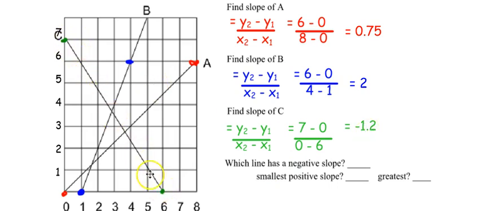Look how it goes this direction. That tells me it's a negative. That was my clue. I got my numbers mixed up. So which has a negative slope? Hopefully you got C. Now of the other two, which one is your biggest slope?